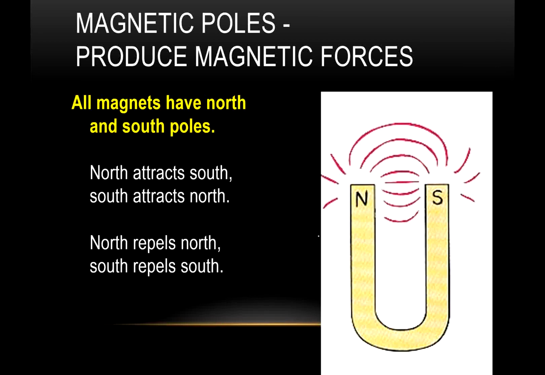Opposites attract, like repels, just like with electricity. So north would repel north, south would repel south. And if you ever try to put the same side of two magnets together, they push away from each other because they're repelling. And this is actually something you can feel, which is useful for us. But otherwise, this is very straightforward. Nothing too out of the ordinary with magnetism.